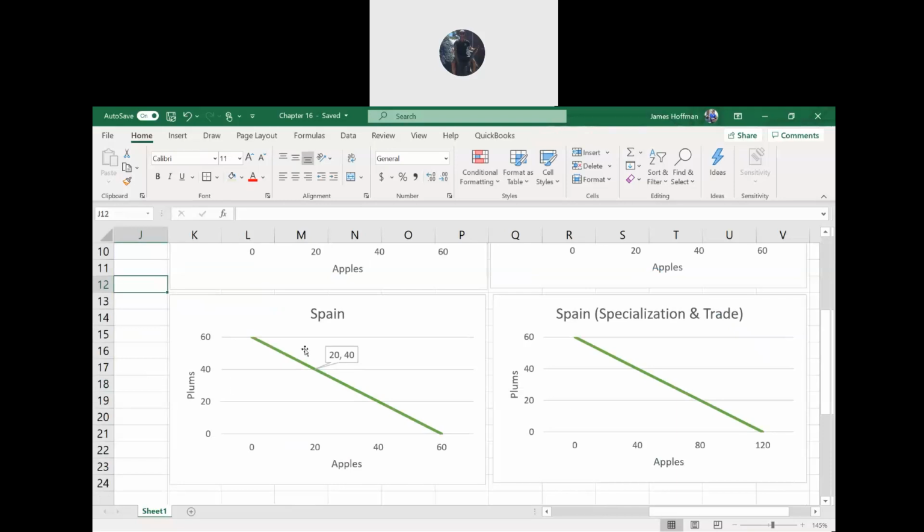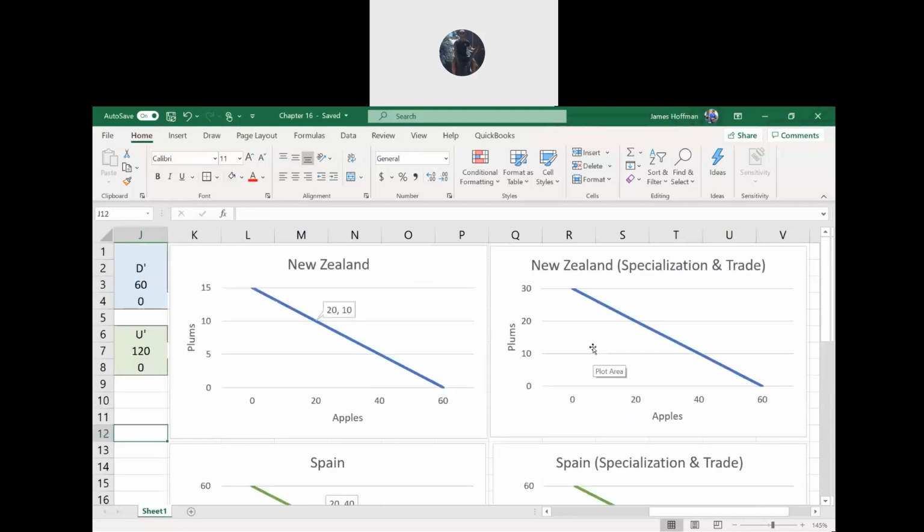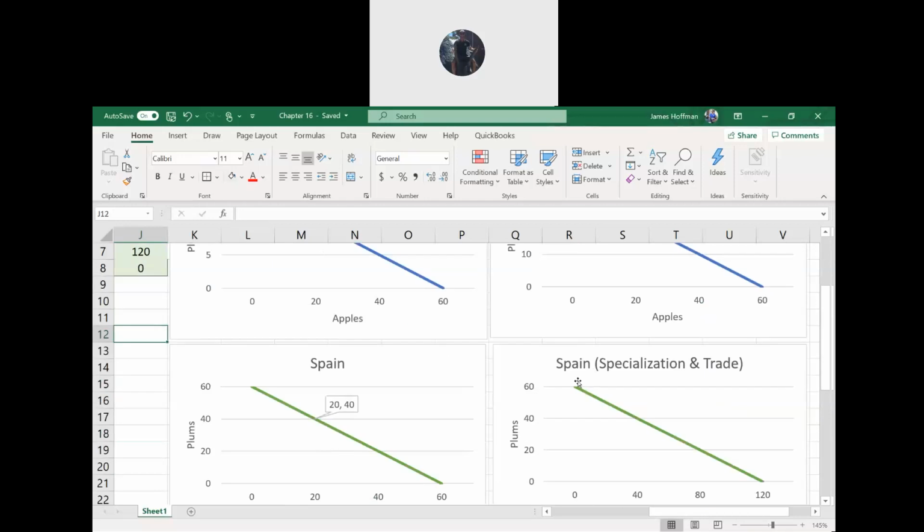Okay, the same for Spain. If they initially produce, here, this goes from 0 to 60 and this goes from 0 to 60, they're going to specialize in plums, right? So this intercept is the same, but the new line basically goes out like that. And so you can see that any trade for apples, they're going to be better off, okay? So both countries, as long as they make any trade within the agreed upon limits, the new curve shows that trade is going to make both countries better off.